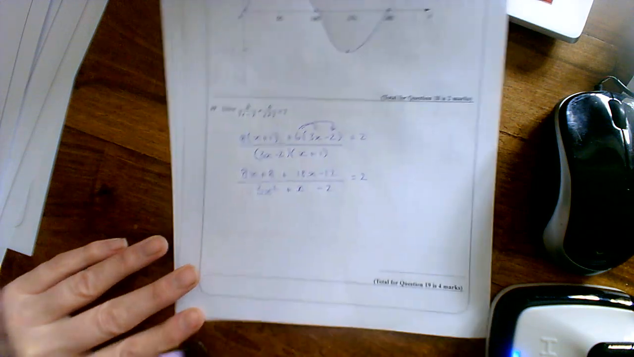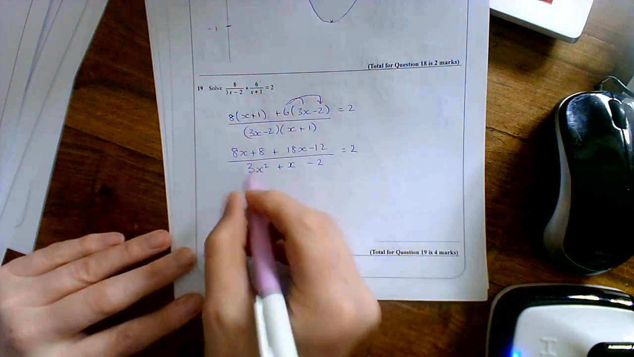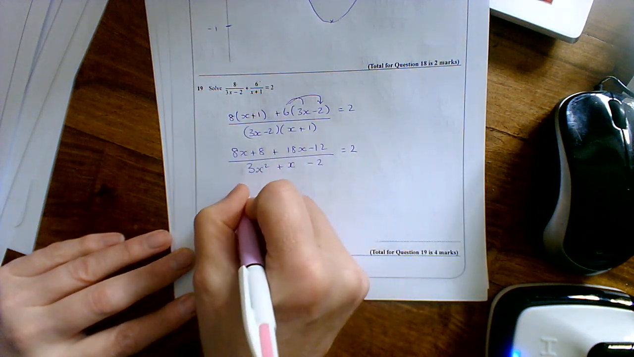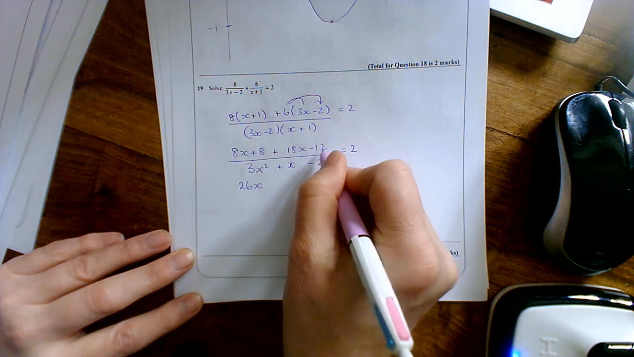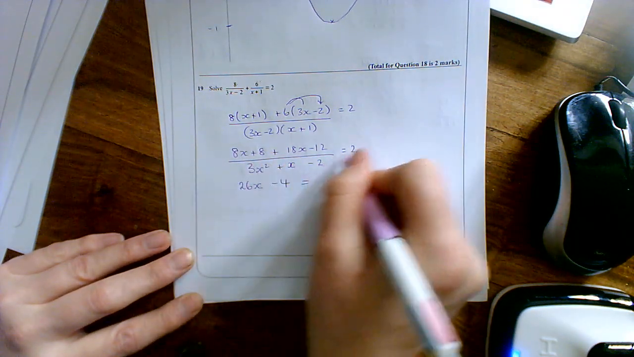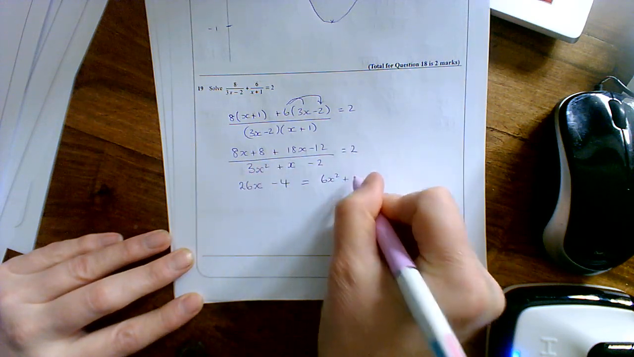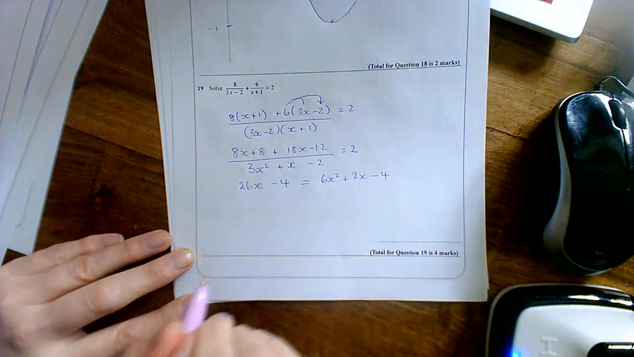equals 2. I'm going to simplify this thing, and I'm going to multiply that one over there. So we're going to have 18 and 8 is 26 x's. 8 take away 12 is minus 4 equals, and multiplying everything in here by 2 on this side. So 2 lots of 3 is a 6x squared plus 2x minus 4.